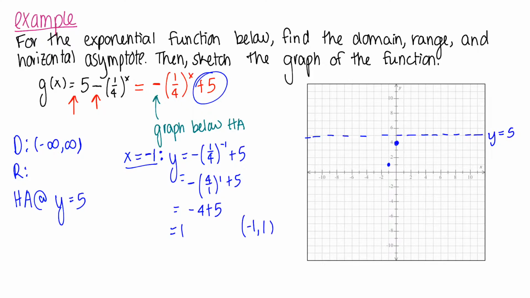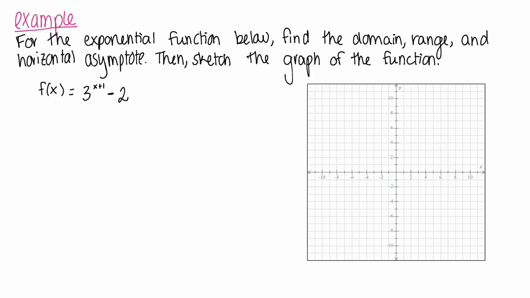It should be right about there. And we can kind of just fill in the rest of this. So then the range starts at negative infinity and would go all the way up to 5. So it would go from negative infinity to 5. So we're just going to do 2 more examples of these. They're going to go pretty quickly.